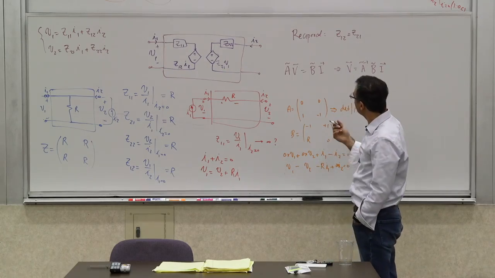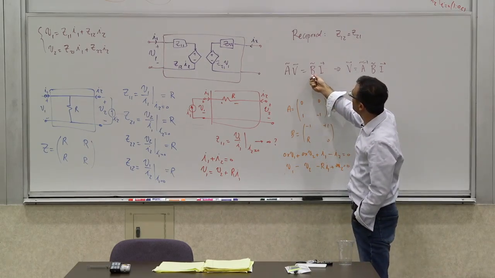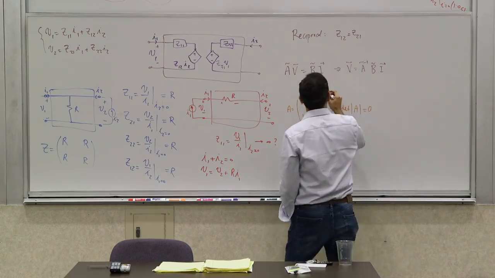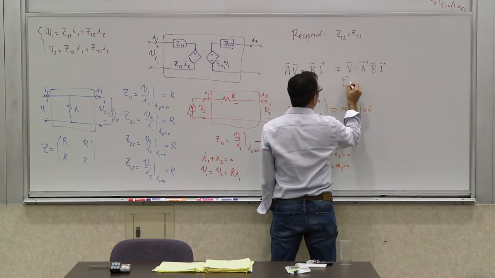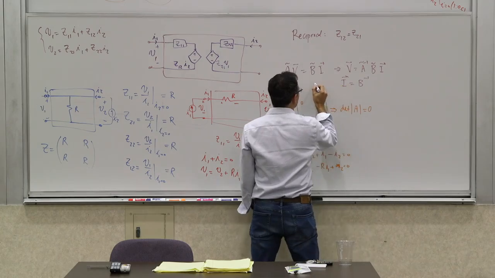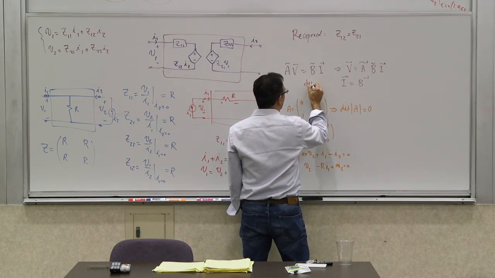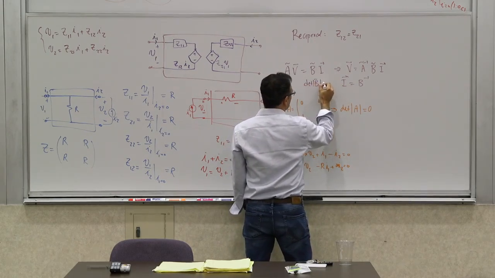Well, if you think about it, you can probably say, why don't we invert B and apply it to the other side and see what we get? If we do that, then we get I equals B inverse times A times V. And of course, for this to be valid, the determinant of B now needs to be non-zero.